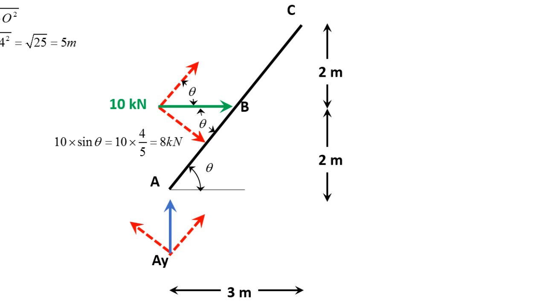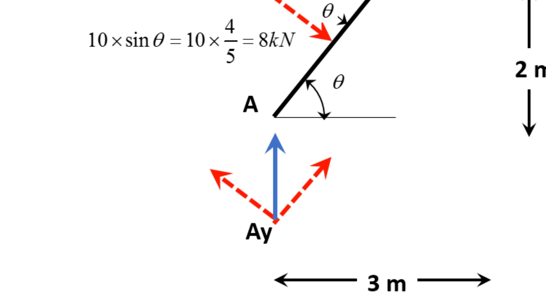Okay, so this way I can say, for example, the perpendicular component is going to be 10 times sine of the angle. 10 is the magnitude times sine of the angle. So 10 multiplied by 4 over 5. Remember, whenever we see a sine theta, we substitute it with 4 over 5. That's going to give me 8 kilonewtons. Do the same thing for the parallel component: 10 times the cosine, which is 10 times 3 over 5, equals 6 kilonewtons. Okay, now we need to focus on the resolution of the AY. How can we do this?